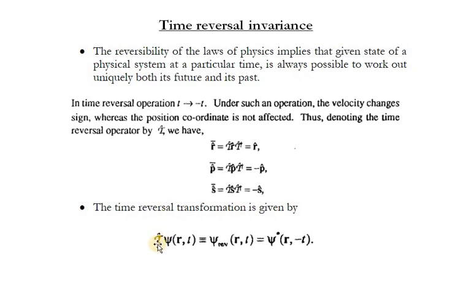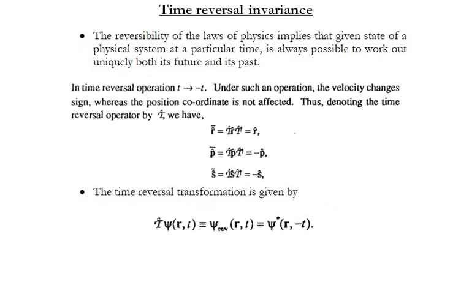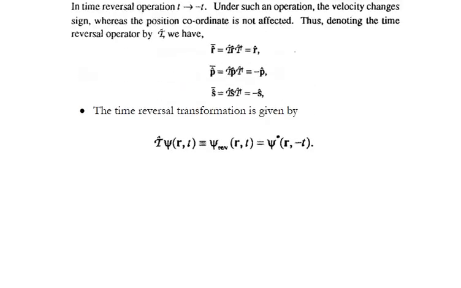This is the time reversal operator acting on psi. Then we will get the new time-reversed wave function, which we can write as psi star of r, minus t. This is an important point. In the case of the wave function, after the time reversal operation, the wave function becomes the complex conjugate of psi at r, minus t. Okay, thank you.